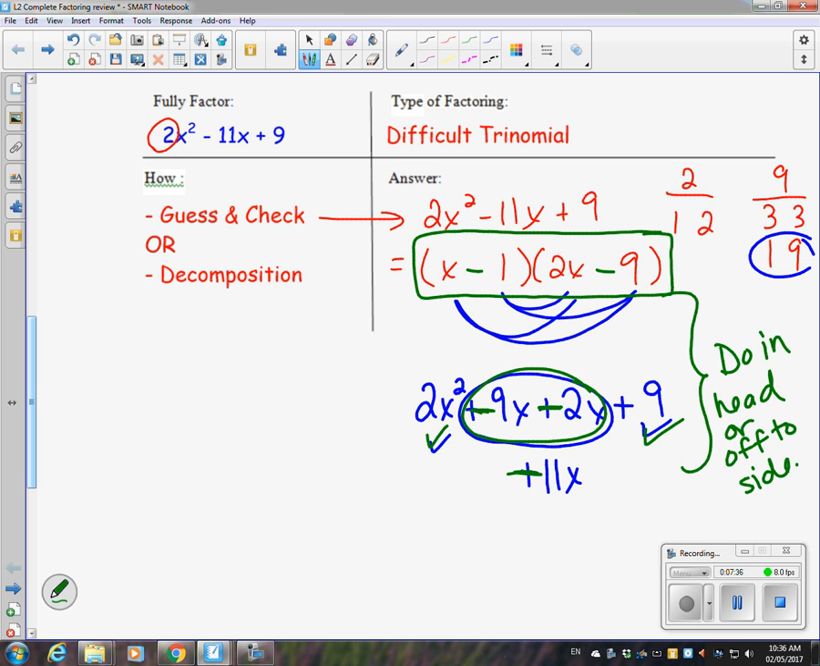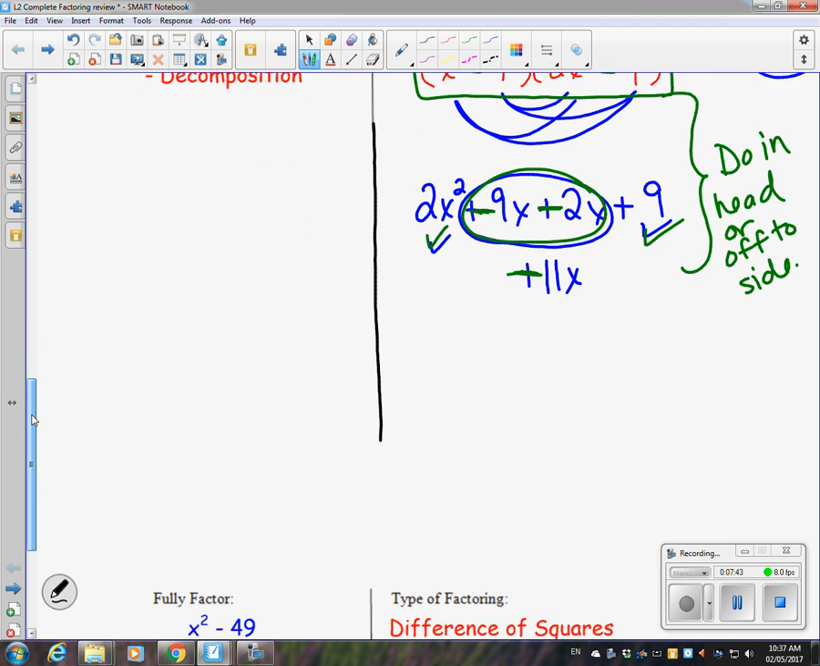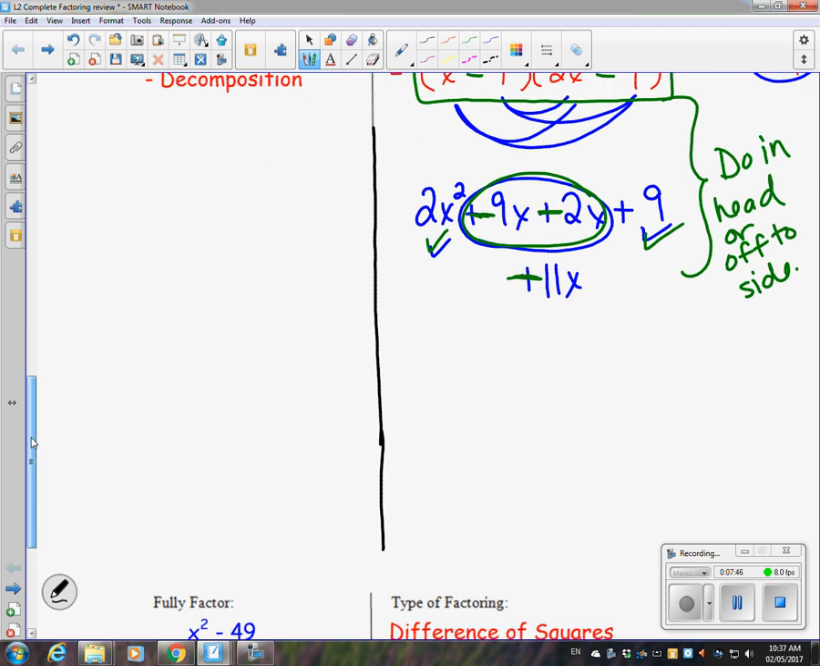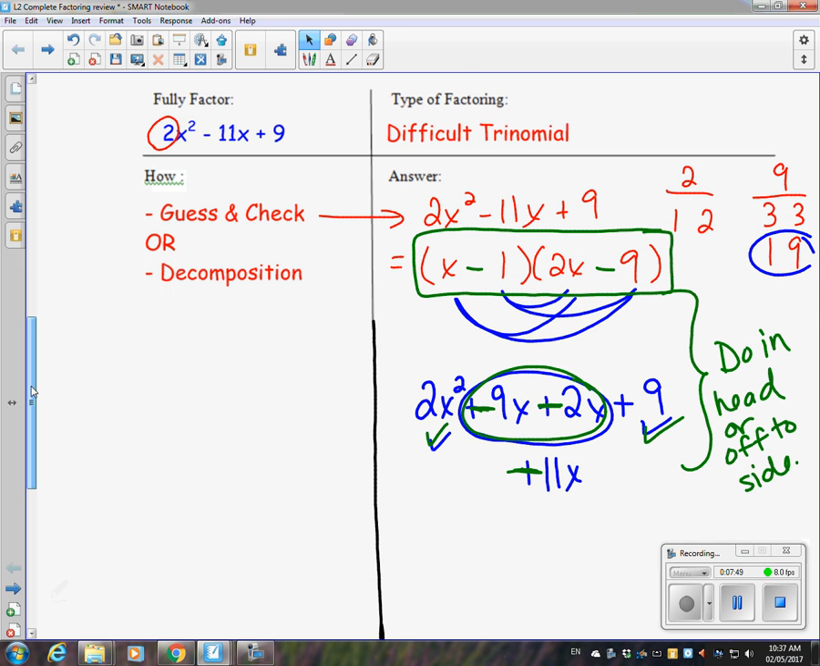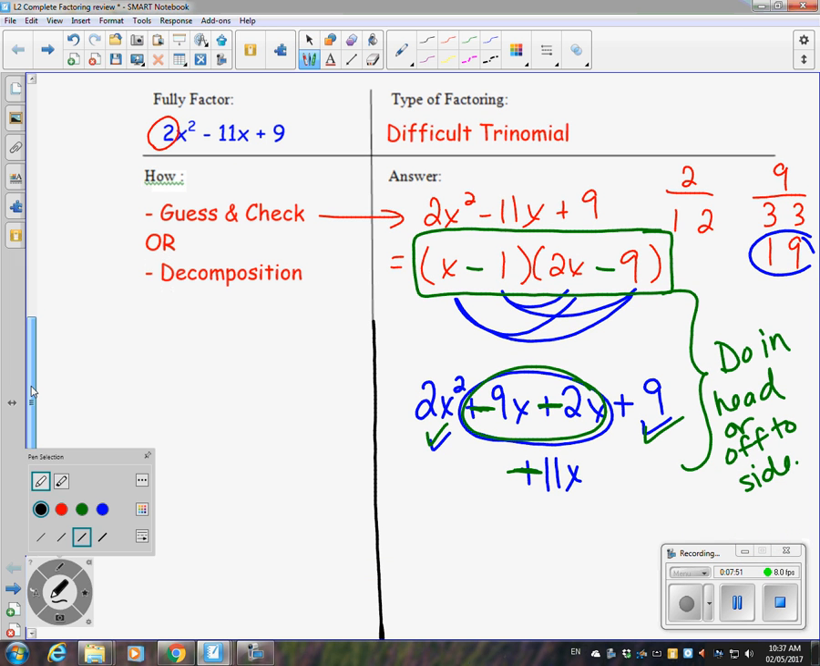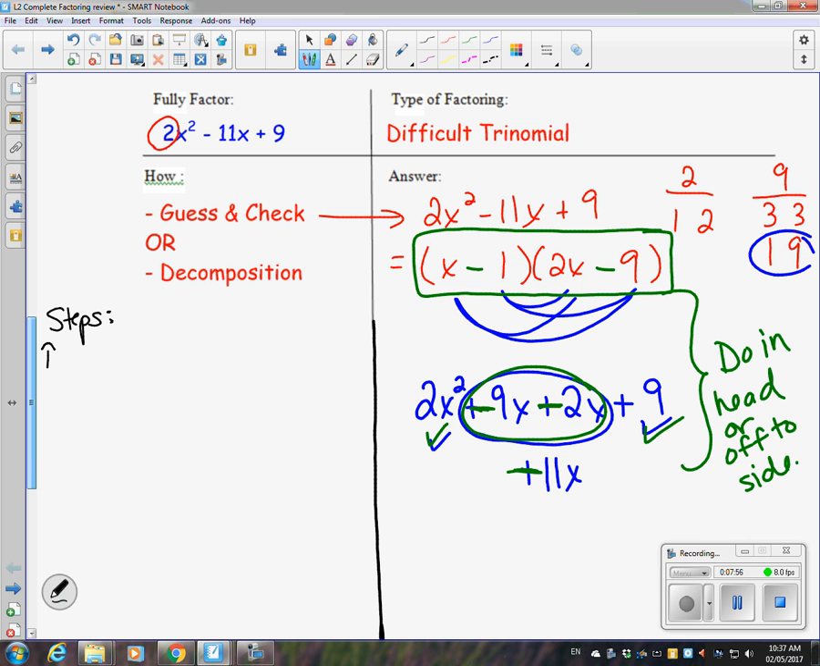If I want to do decomposition now, let's take a look at decomposition. Let's see how much space I got here. Oh, I got tons of space. So if I want to do decomposition, there's some steps involved. The first step is multiply your first and last numbers together. So in this case, I would be doing 2 times 9.